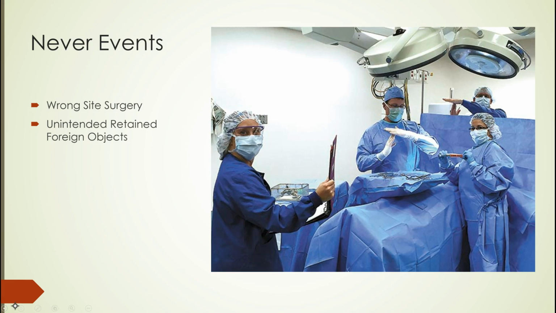I need to talk briefly about never events. Two never events for the operating room are wrong site surgery and unintended retained foreign objects. So we do a timeout right before the knife hits the skin to make sure we have the right patient, that we have the right procedure, that we have everything that we need to do the case. And then we also count in the beginning and at the end, sometimes 2 or 3 times at the end, to make sure that that patient doesn't leave with anything that they didn't come in with.